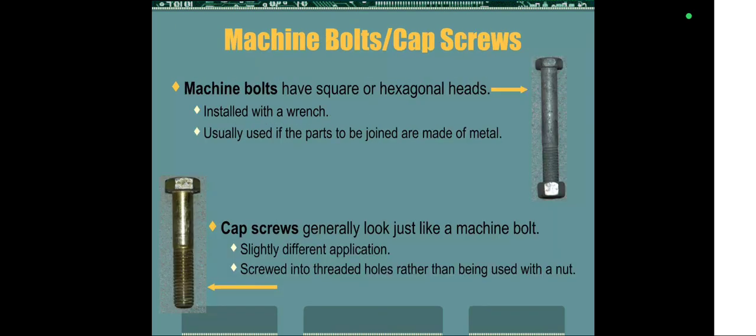Machine bolt and cap screw. The machine bolt has a square or hexagonal head, turned with a wrench, usually used for parts to be joined that are made of metal. The cap screw generally looks like a machine bolt, with a slightly different application. It screws into the threaded hole rather than being used with a nut.